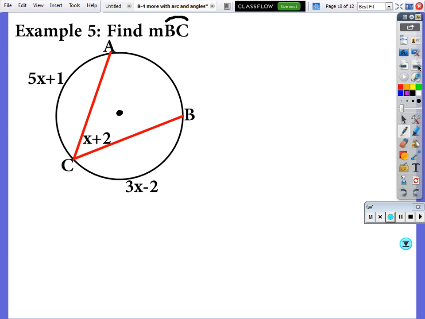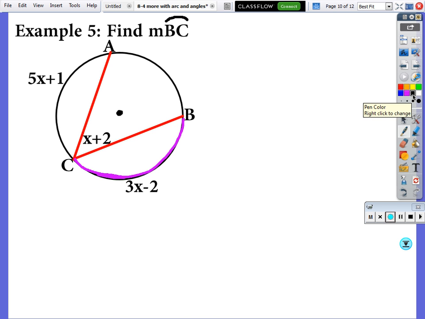And last one, it says find the measure, this little m stands for measure, so find the measure of arc BC. So I'm going to draw that in. We're trying to find the arc BC. Well, we know that arc BC is 3x minus 2, but we have no idea what x is. So to be able to find the arc, we're going to first have to find x by setting up a true statement and solving for x piece by piece.